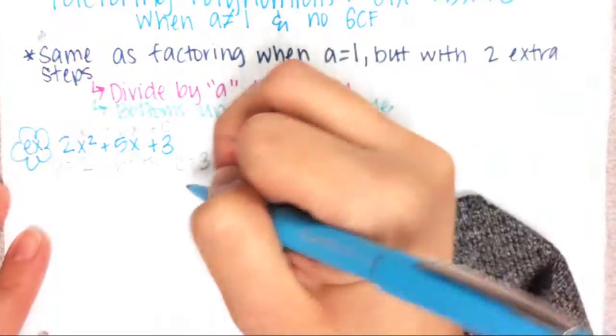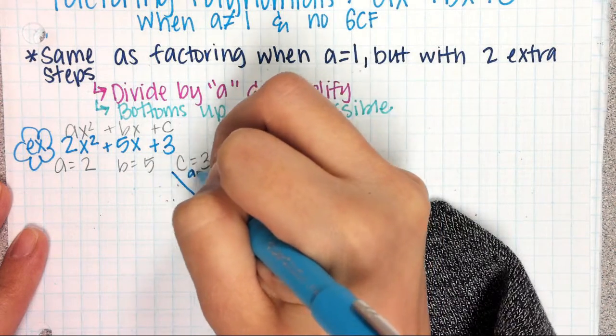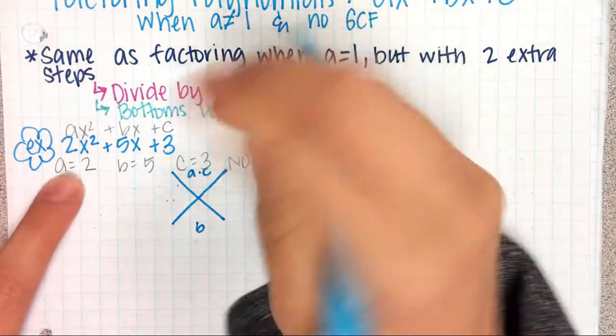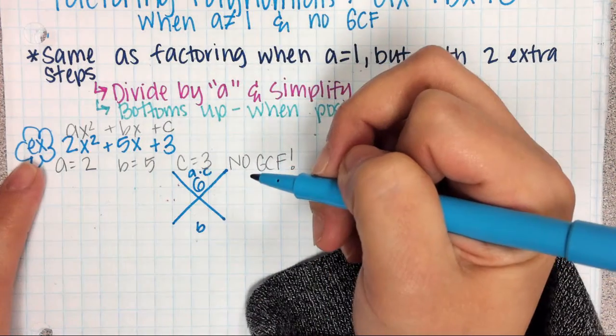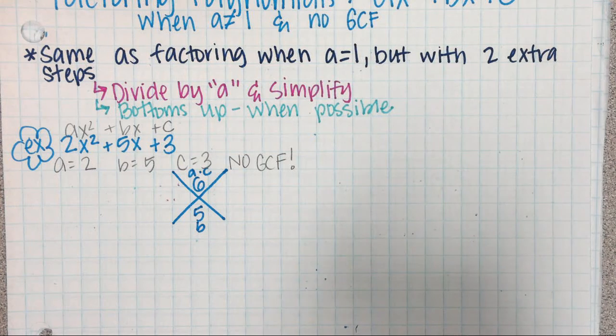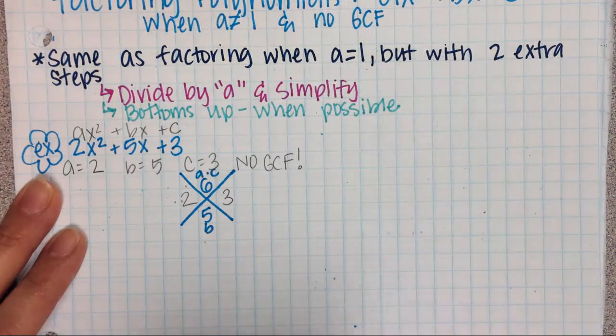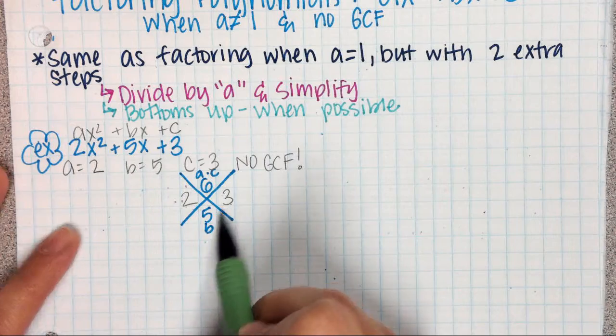Since there is no GCF, we're going to go straight into my X puzzle, where it's a times c on top, b on the bottom. 2 times 3 is 6, 5 on the bottom. And then you solve, just like normal. Let me give you a few seconds, see if you can figure it out before I write it out. If you want, you can pause it. But if you got the numbers 2 and 3, you are correct. 2 times 3 is 6. 2 plus 3 is 5.